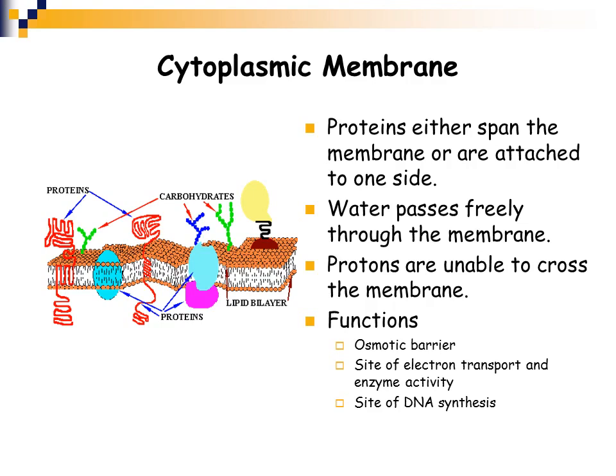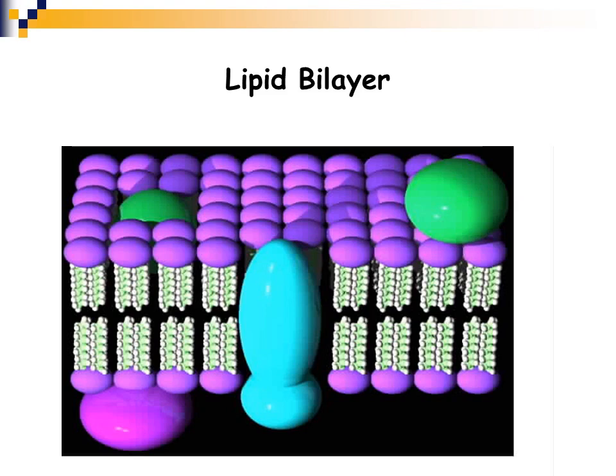Okay, another component of bacteria is the cytoplasmic membrane. The cytoplasmic membrane is composed of proteins. Water can pass freely through this membrane, but protons are not able to cross it. The functions of the cytoplasmic membrane: it serves as an osmotic barrier. It's the site of DNA synthesis and also the site of electron transport as well as enzyme activity. And here's a lipid bilayer that makes up the cellular structure of the bacterium.